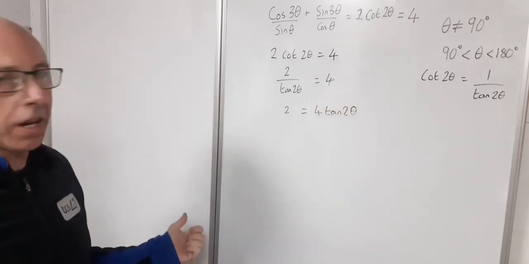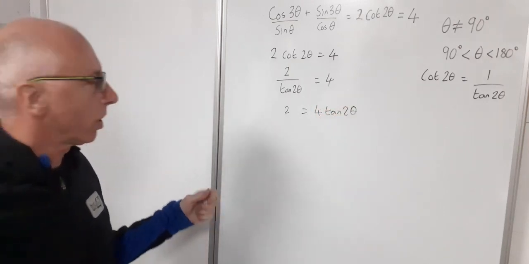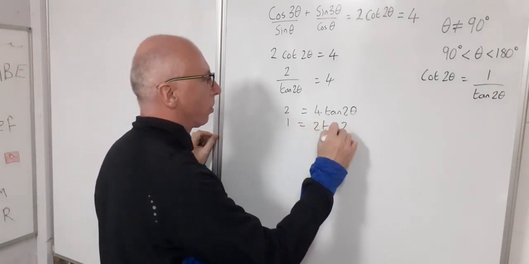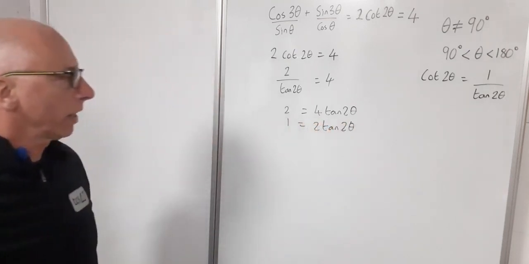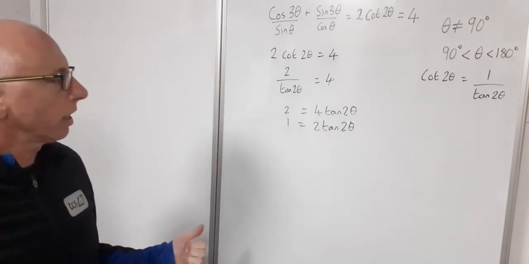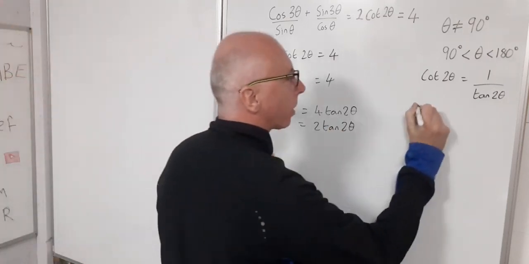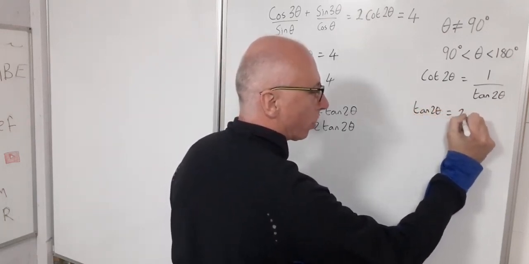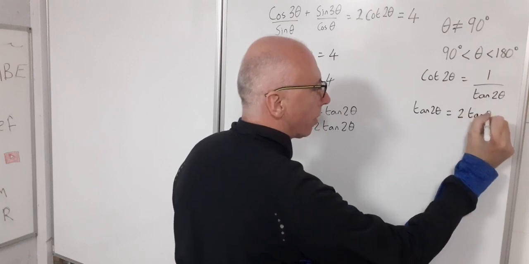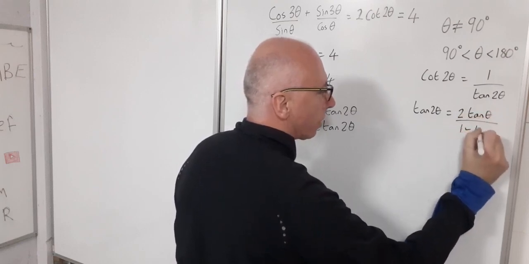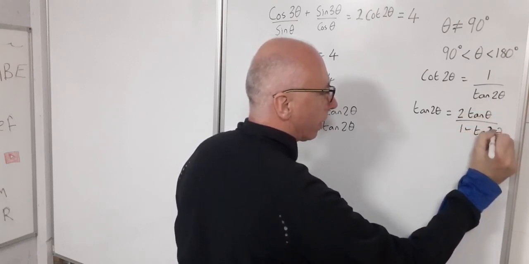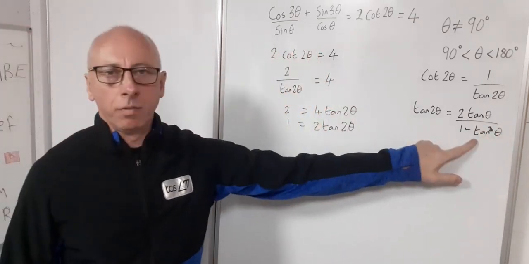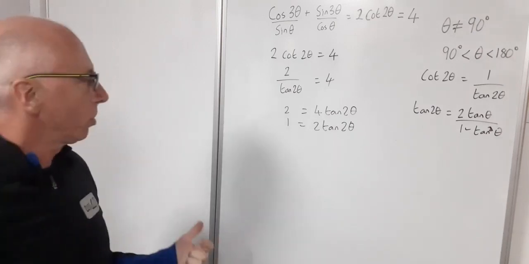Okay, well, I can divide everything by 2. That'd be a good start. So now I've got 1 equals 2 tangent 2 theta. Okay, now tangent 2 theta. Now I've got a trig identity I can use for that. So tangent of 2 theta becomes 2 tangent theta over 1 minus tan squared theta. So I can substitute that for that. So let's just do that.